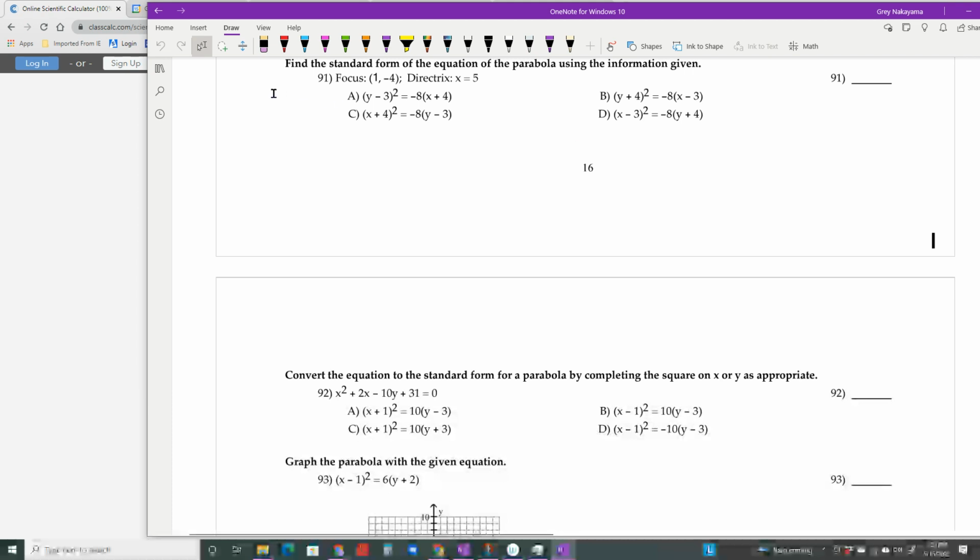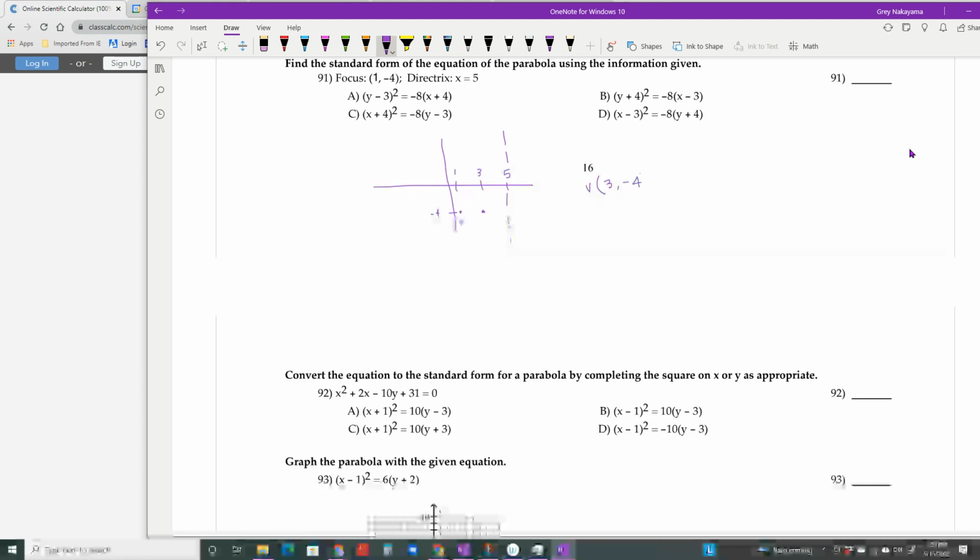All right. Find the standard form of an equation of the parabola using the given information. So as always, I'm going to sketch it. My focus is at 1, -4. So that right there is my focus. And then I'm told my directrix is at 5. So I have a directrix like this. Well, that's enough to tell me my vertex has to be halfway between. Halfway between 1 and 5, of course, is 3. So my vertex is 3, -4.